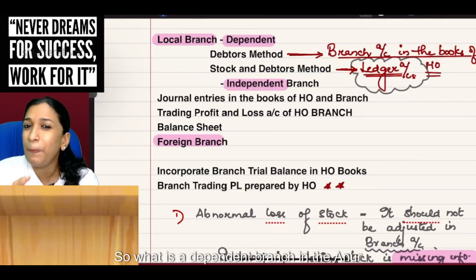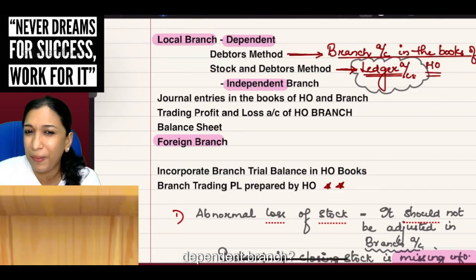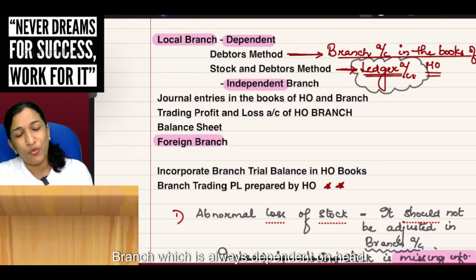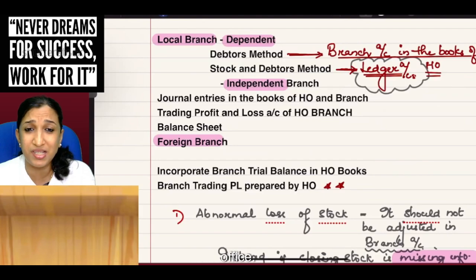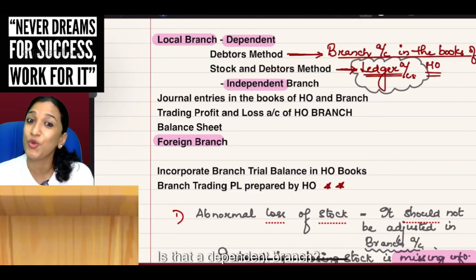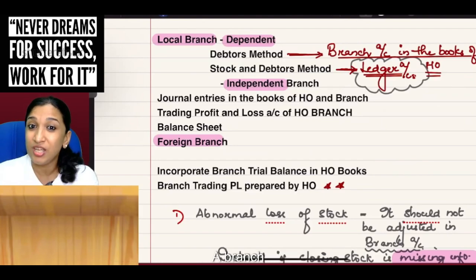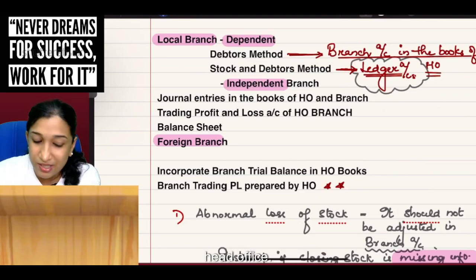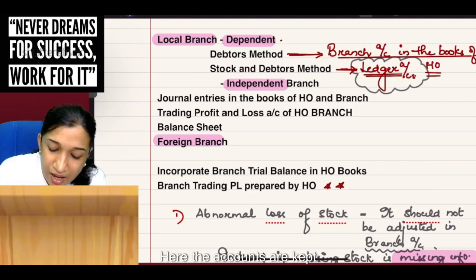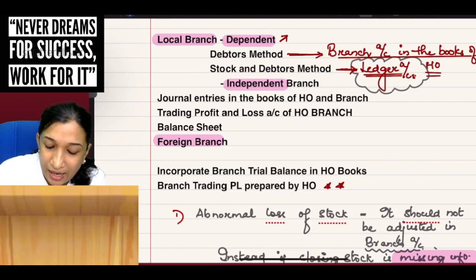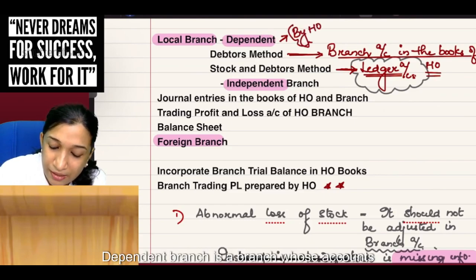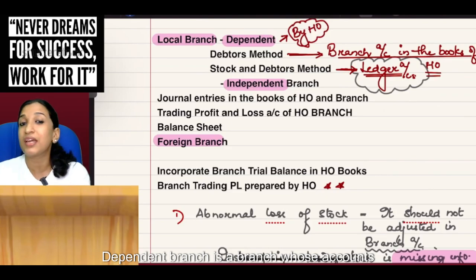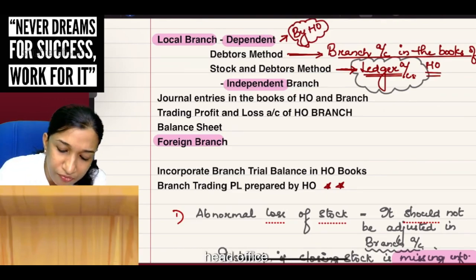So what is a dependent branch? A branch which is always dependent on head office? No. A dependent branch is a branch whose accounts are kept by head office. Here the accounts are kept by head office. That is a dependent branch.